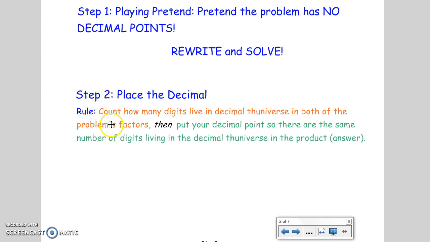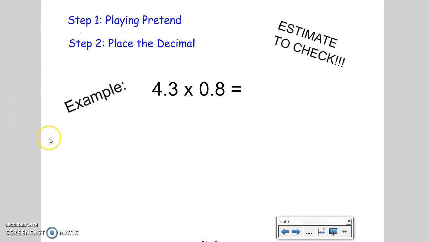Step two, put the decimal back in by counting however many digits live in the decimal universe in the problem with both of the factors that we're multiplying together. We want to make sure that wherever we put the decimal point back into the numbers we already have, there are the same number of digits living in the decimal universe. So let's go ahead and do some examples of step one and step two.